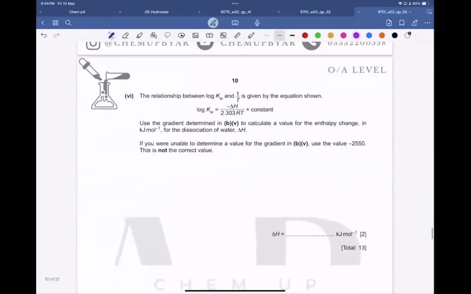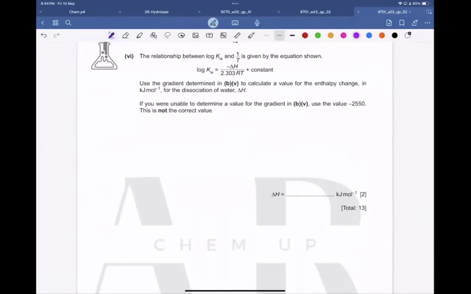Okay. Now, see, the relationship between Kw and 1 over T is given by the equation: log Kw is equal to enthalpy change over 2.303 times RT plus constant. Use the gradient in B5 to calculate the value for enthalpy change in kilojoule per mole for the dissociation of water, if you are unable to determine the value of gradient.